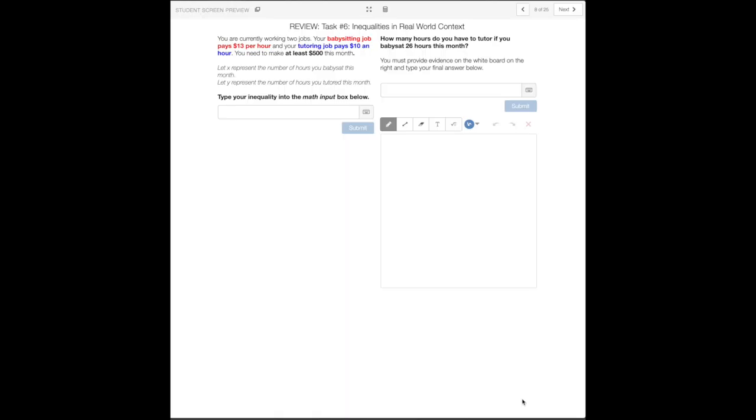Task number 6, inequalities in real-world contexts. You are currently working 2 jobs. Your babysitting job pays $13 per hour, and your tutoring job pays $10 an hour. You need to make at least $500 this month. Let x represent the number of hours you babysat this month, and let y represent the number of hours you tutored this month.